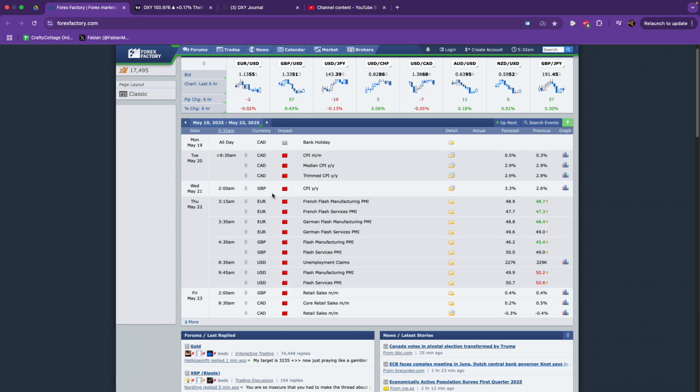Wednesday, CPI of the GBP. That will be important news, so we can start looking to trade from 7 a.m. on this day, UK time 7 a.m. So 2 a.m. New York time.